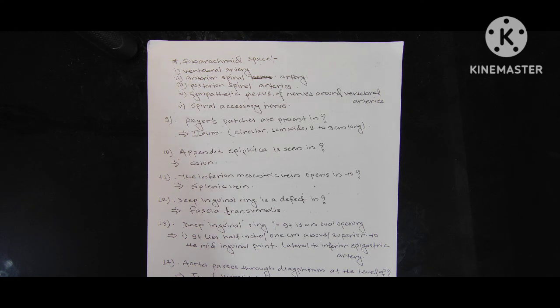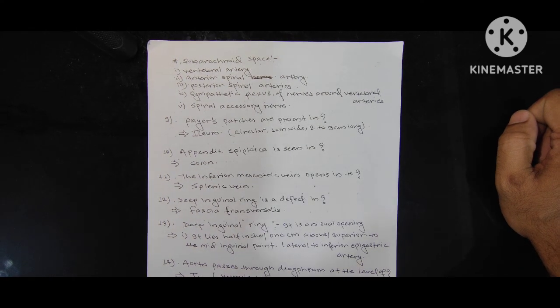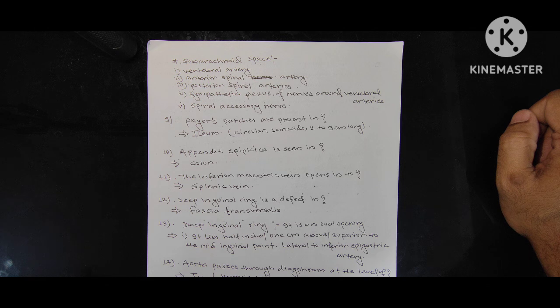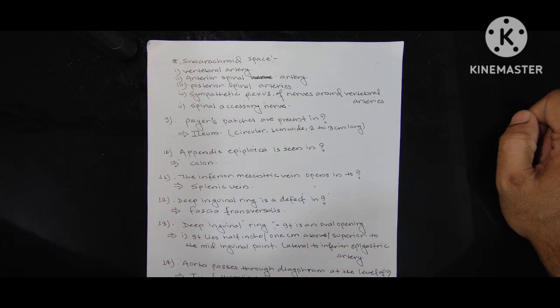Then the 11th question is: the inferior mesenteric vein opens into? The answer is splenic vein. The 12th question is: the deep inguinal ring is a defect in? The answer is fascia transversalis. Here comes the deep inguinal ring. It is an oval opening. It lies half an inch or 1 centimeter above the mid-inguinal point, lateral to the inferior epigastric artery.